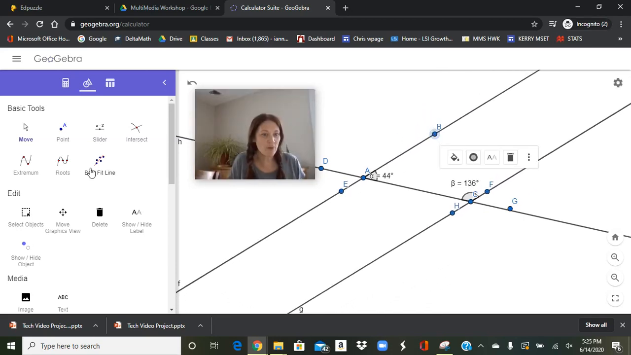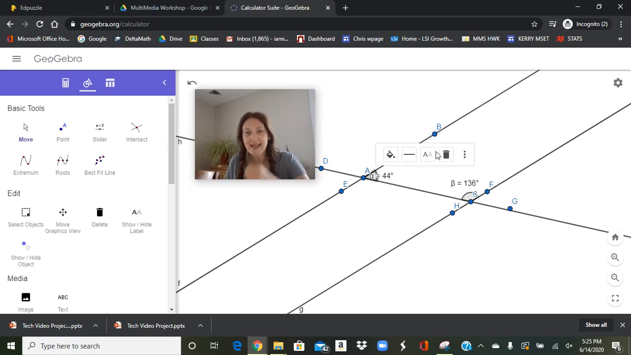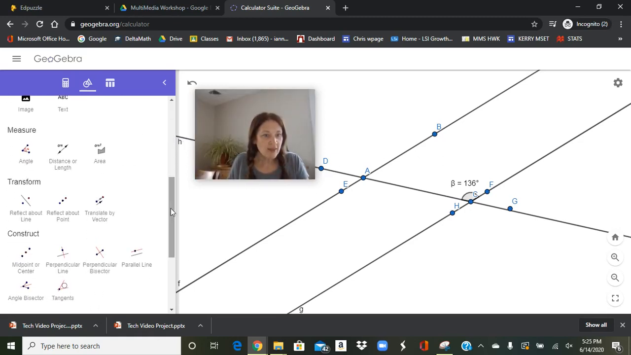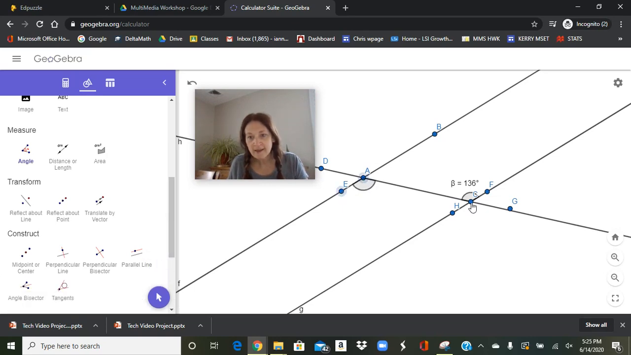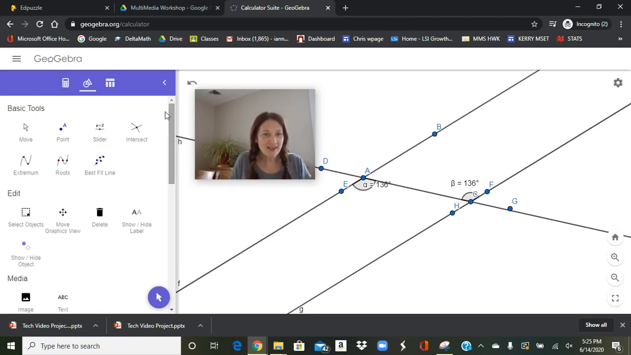Okay, once they've figured that out with that angle, what I would do is, let's delete this angle, and I'm going to measure a different one instead. So I'm going to go down, I'm going to have them use the measuring tool, and they are going to measure angle EAH. Okay, and then we're going to just move this around so that we can view it a bit better. So then I've got 136 degrees, 136 degrees.